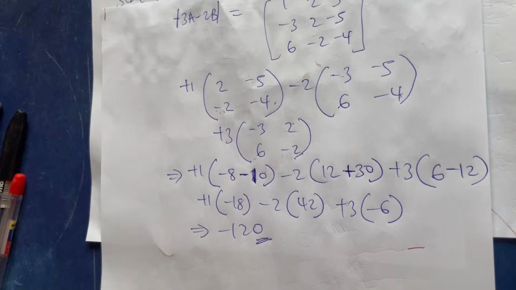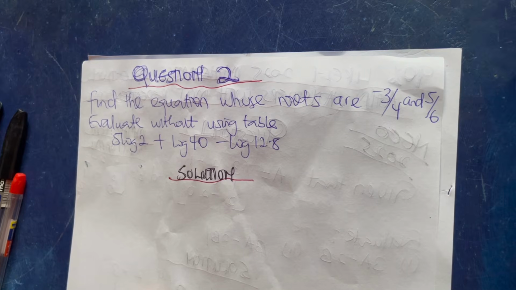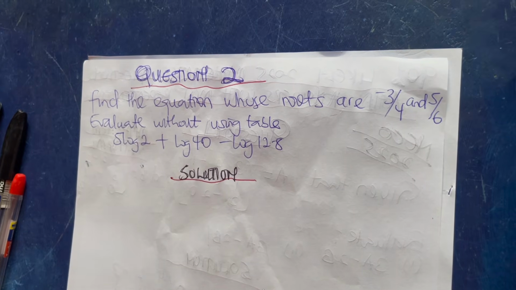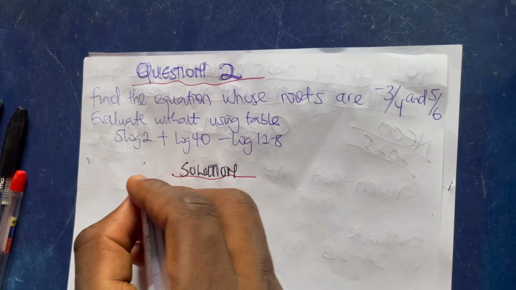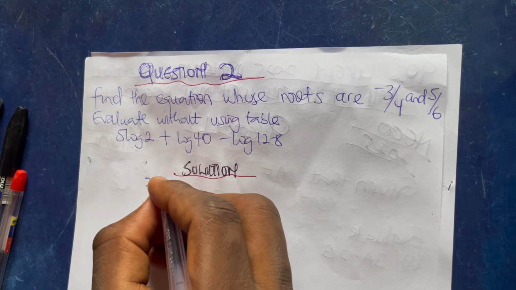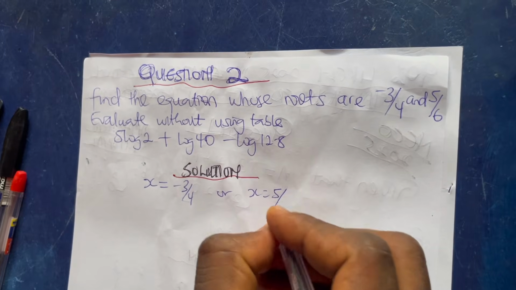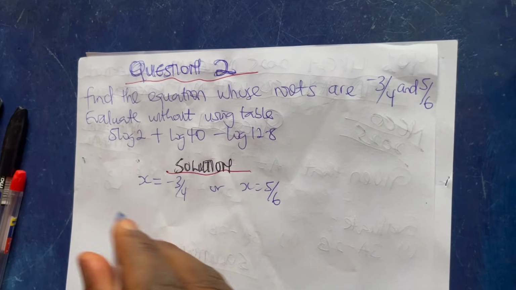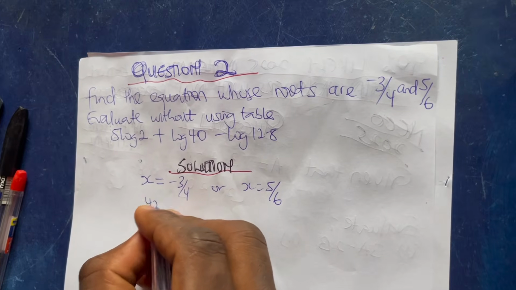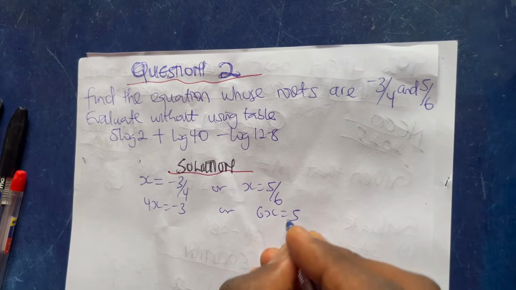Now let's move to question 2. So question 2 says that we should find the equation whose roots are this and this. So how do we solve that? That will be the roots. You will say x equals minus 3 over 4 or x equals 5 over 6. So from there you cross multiply. That will now be 4x equals minus 3 or 6x equals 5.